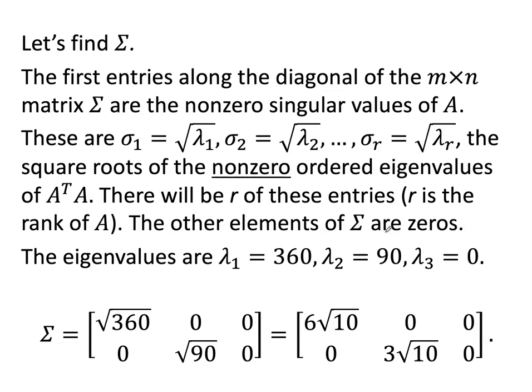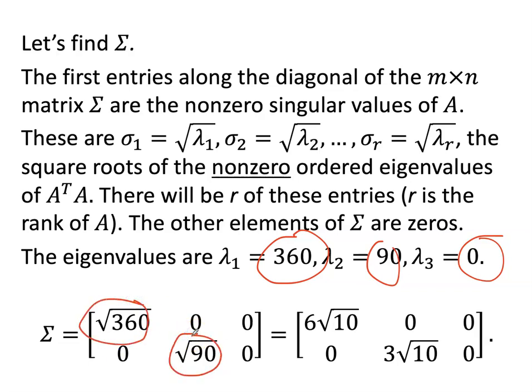Let's find sigma. Recall that the first entries along the diagonal of the m by n matrix sigma are the non-zero singular values of A. They are sigma 1 equals square root lambda 1, sigma 2 equals square root lambda 2, and so on, sigma r equals square root of lambda r, the square roots of the non-zero ordered eigenvalues of A transpose A. There will be r of these entries. Again, r is the rank of A. The other elements of sigma are zeros. These were the eigenvalues we saw a moment ago: 360, 90, 0. So for the non-zero eigenvalues, we just take the square roots of these eigenvalues.